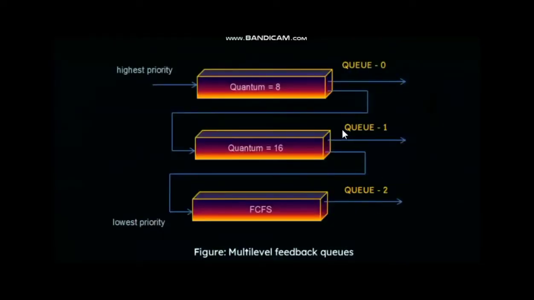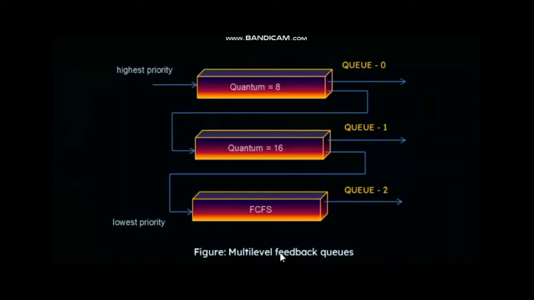So here we have three queues, Q0, Q1, and Q2, where Q0 has the highest priority, Q1 has the next highest priority, and Q2 has the lowest priority. So these are the three queues. There will be processes belonging to these different queues, and each queue will follow some scheduling algorithm, and the processes will be scheduled using those algorithms within the queues. Also, there will be scheduling among the queues based on the priority of the queues.